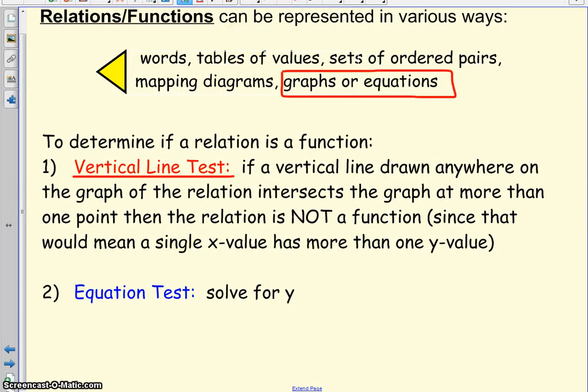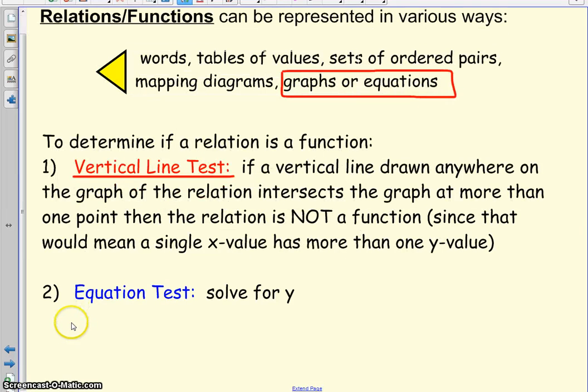Okay, secondly, you can do what's called an equation test. You can take an equation, rearrange it, and solve for y. Once the equation's solved for y, you can either sub in some x values to see if they produce multiple y values, or if you know what the graph looks like, then you can picture the graph and then use the vertical line test on it. So there's some options there if you want to do it a bit more algebraically.